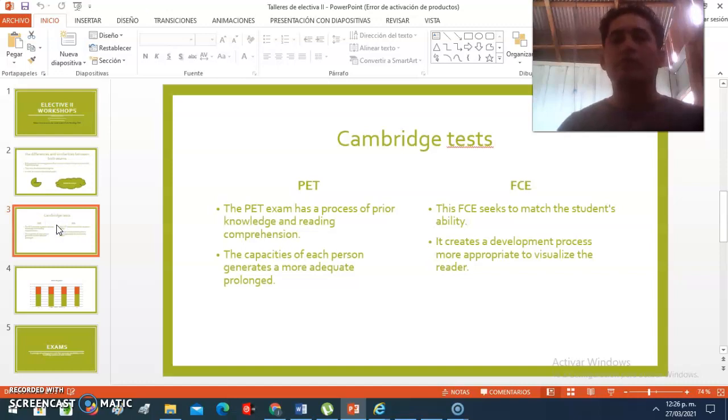Cambridge test speed, the PET exam, is a process of inferior technology and reading comprehension and the capacities of each person, generality of more and wise prolonging. This seeks to match the student's ability. It's a creating and development process and more appropriate to the visuality of the reader.